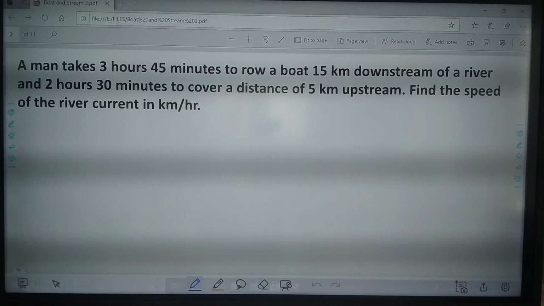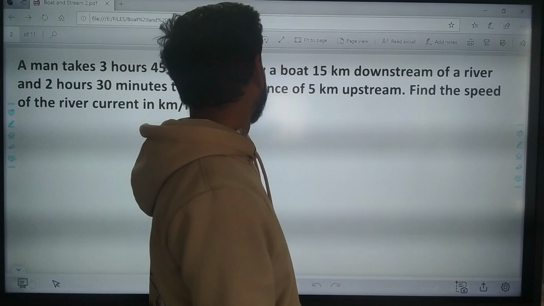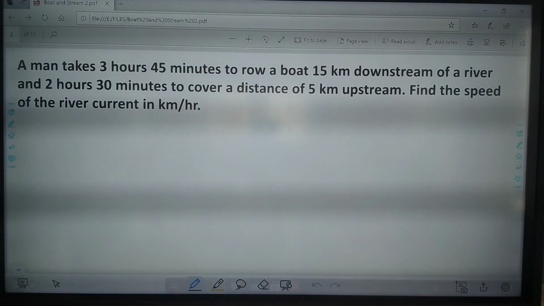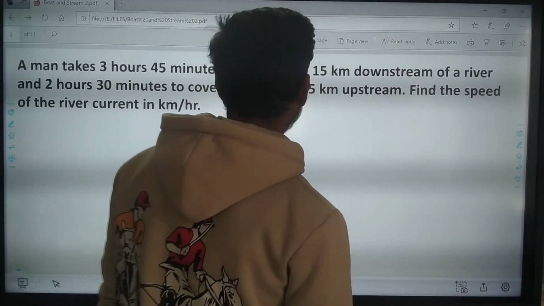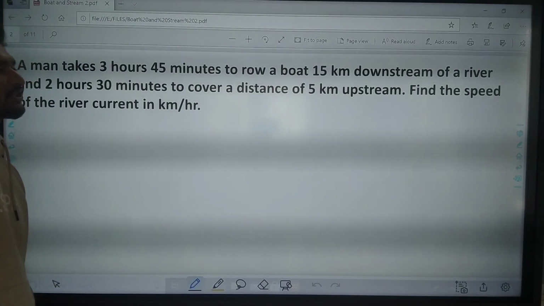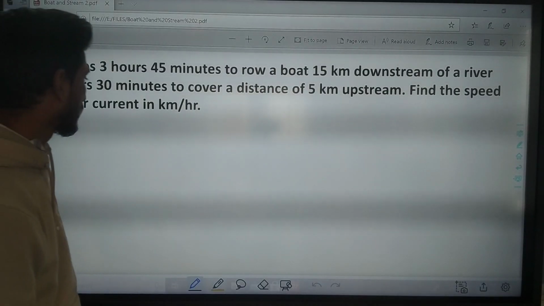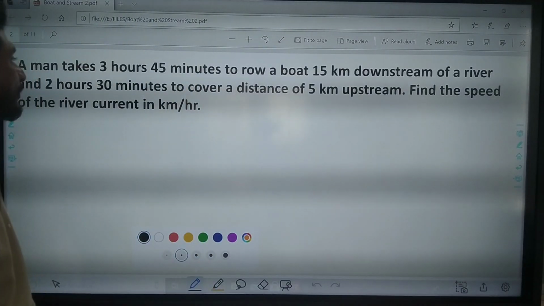A man takes 3 hours 45 minutes to row a boat 15 km downstream of the river and 2 hours 30 minutes to cover a distance of 5 km upstream. Find the speed of the river current in kilometer per hour.